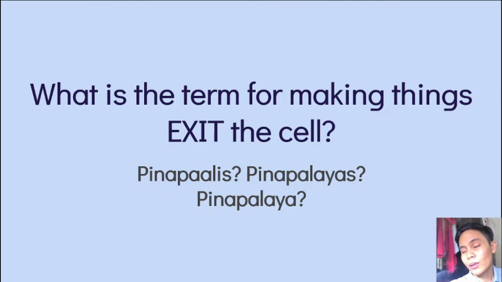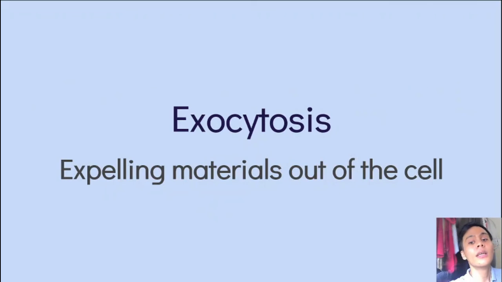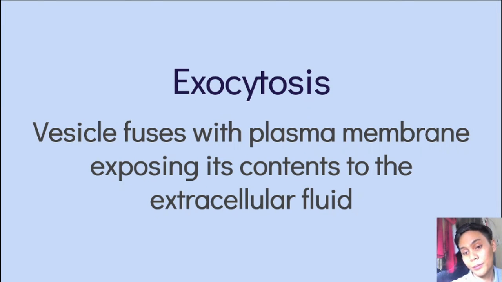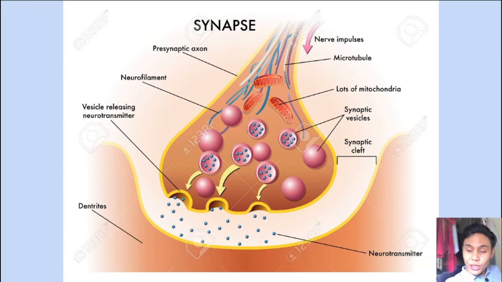Now all of those were types of endocytosis. If we're making things exit the cell, that's called exocytosis. Exocytosis is expelling materials out of the cell, and it's basically reverse pinocytosis. You have your vesicle combine with the plasma membrane, and when it combines, whatever was inside the vesicle gets secreted outside of the cell. So the vesicle fuses with the plasma membrane, exposing its contents to the extracellular fluid. A special example of that is your synapse at the end of your neuron. It secretes neurotransmitters by having the vesicles combine with the plasma membrane.